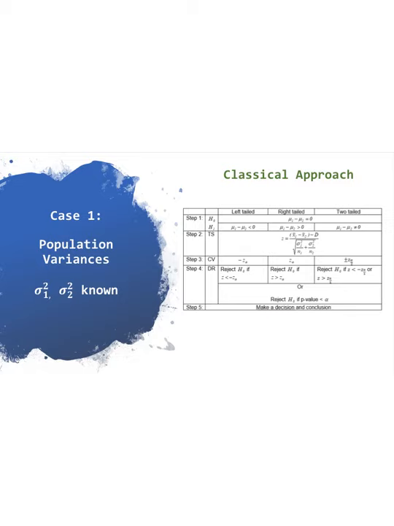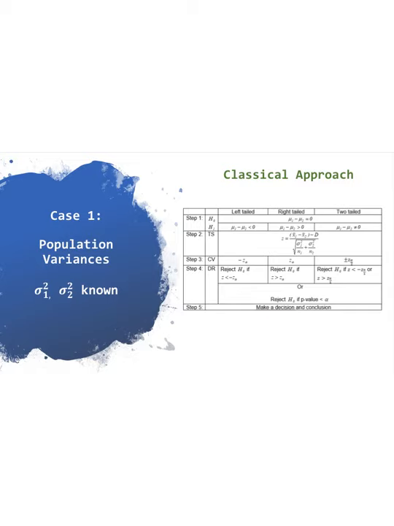The definition of mu1 and mu2 depends. If you are given two companies, it can be company 2 minus company 1, and it also can be company 1 minus company 2. So make sure you state the correct hypothesis based on the question. Step number 2, the test statistic. We are going to use Z. So Z equals X bar 1 minus X bar 2 minus D, divided by the square root of sigma 1 squared over N1 plus sigma 2 squared over N2.